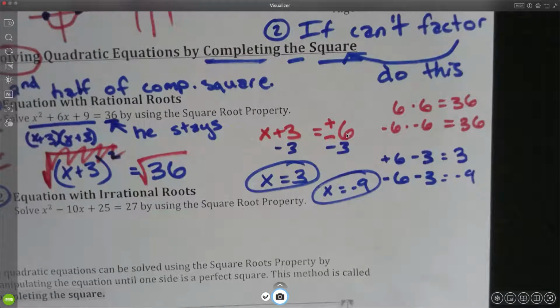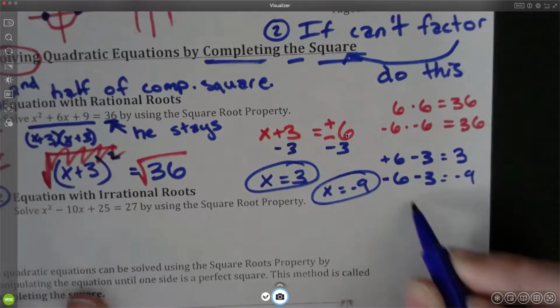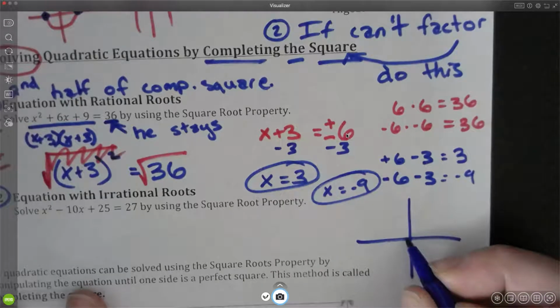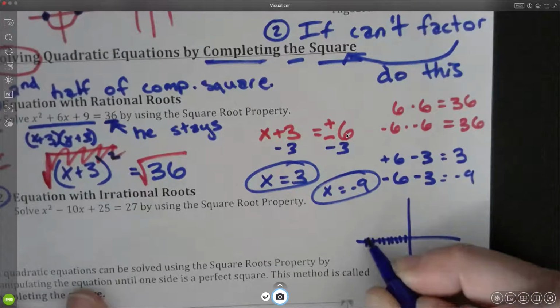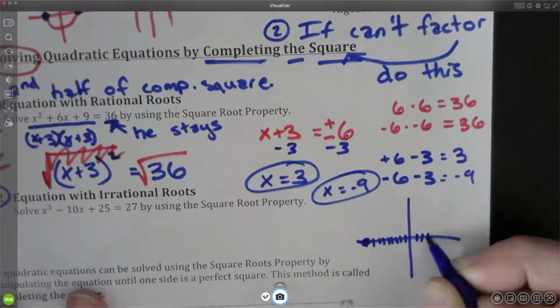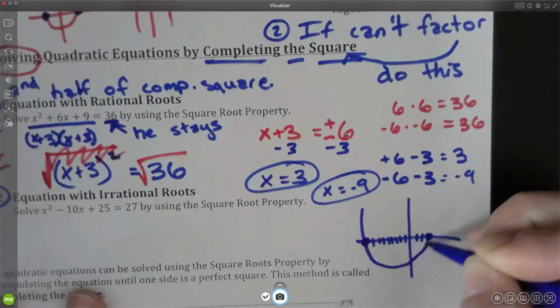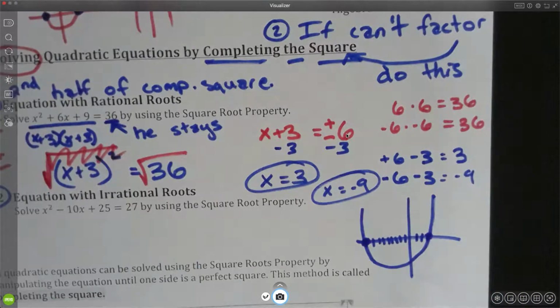What did we just find? The zeros. So, what we have found is that negative 9, 1, 2, 3, 4, 5, 6, 7, 8, 9, is where it crosses, and 3 is where it crosses. So I'm going to have a parabola that looks something like that, right? That's what I've just found, but I've done it not by factoring, but by completing the square. Okay? All right, next one.